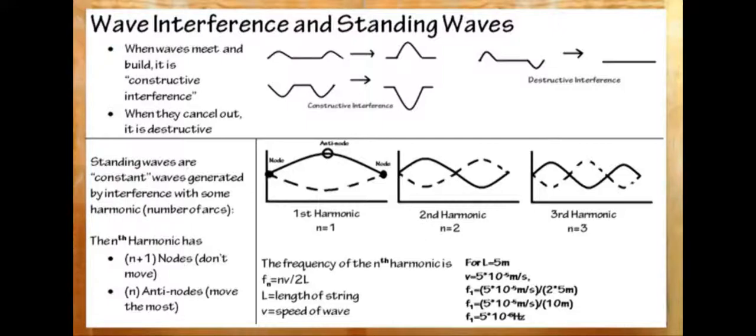To calculate the frequency of a standing wave for the nth harmonic, the frequency of the nth harmonic is equivalent to n times the speed of the wave divided by 2 times the length of the string. Or if you already have the frequency of the first harmonic, it's n times that frequency.